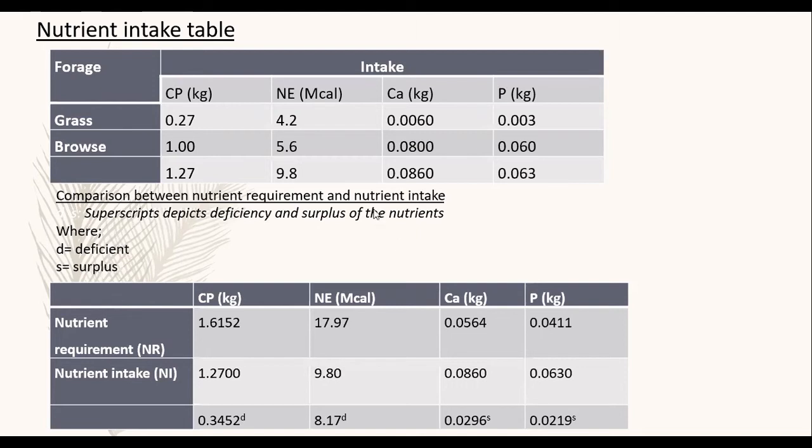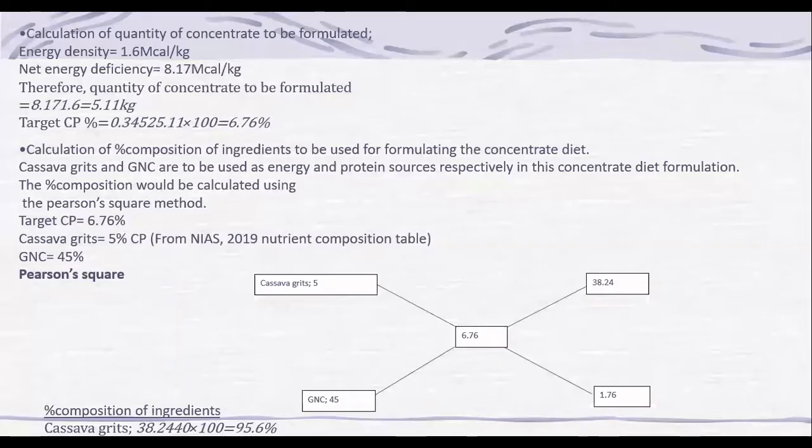There is still a deficit of crude protein and net energy, but there's a surplus of calcium and phosphorus. There's no need to add calcium and phosphorus. That is, the bone meal, the phosphorus and the limestone are balanced. But for the CP, we need additional concentrates to be supplemented to the feed so that it will meet the nutrient required. Next slide, sir.